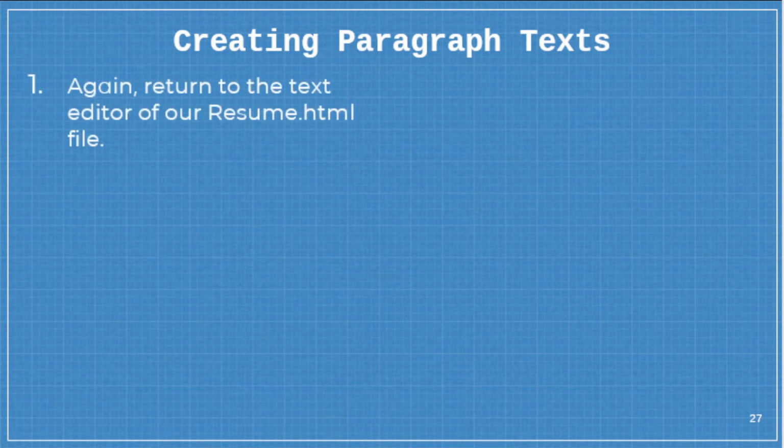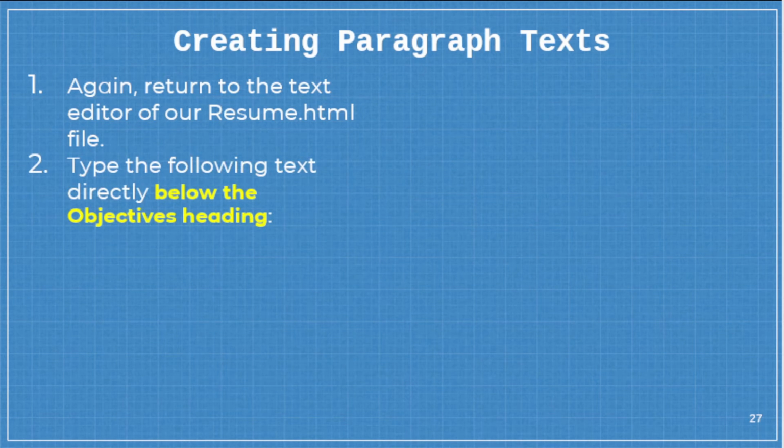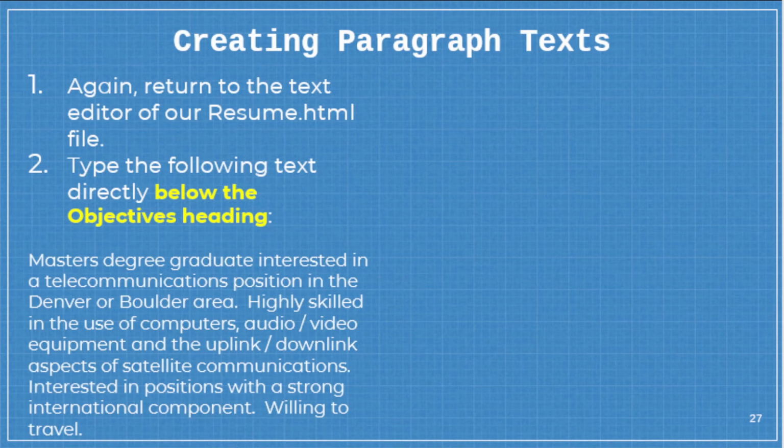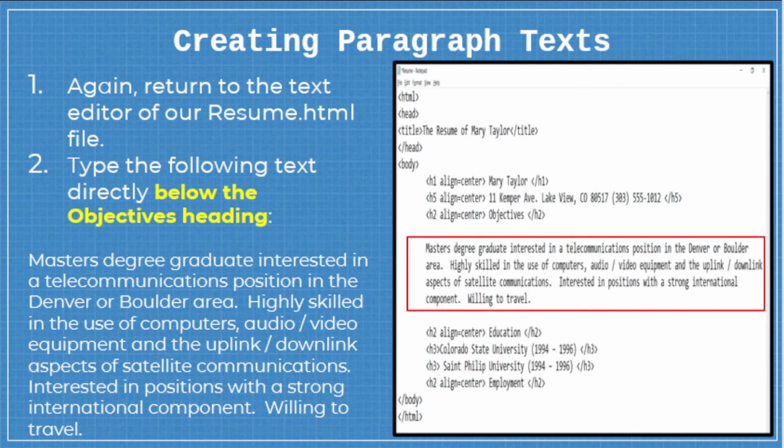To make it more interesting, let's go back to your notepad, and we're going to type the following text. Look for the objectives heading, and then you're going to type this. To give you an idea where to type this, look at your screen. Hit that pause button again.